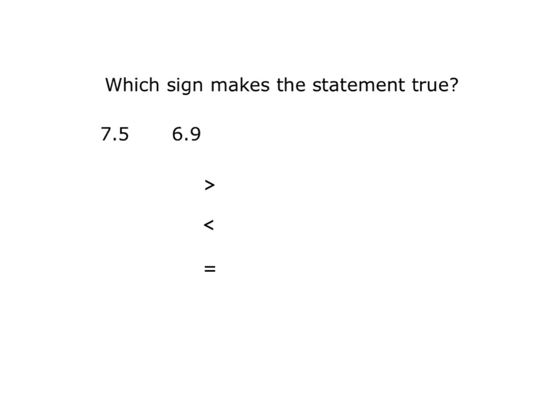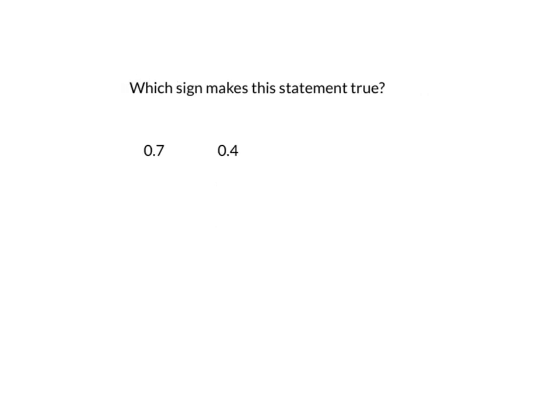In this case, I'm going to start with my ones place value. The ones in the 7.5 is a 7. The ones in the 6.9 is a 6. Now I can see that 7 is greater than 6, so I already know that the 7.5 is greater than 6.9. Let's take a look at this example.